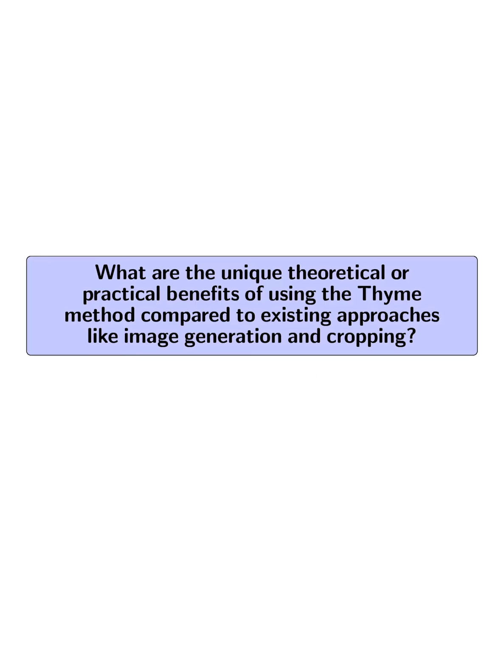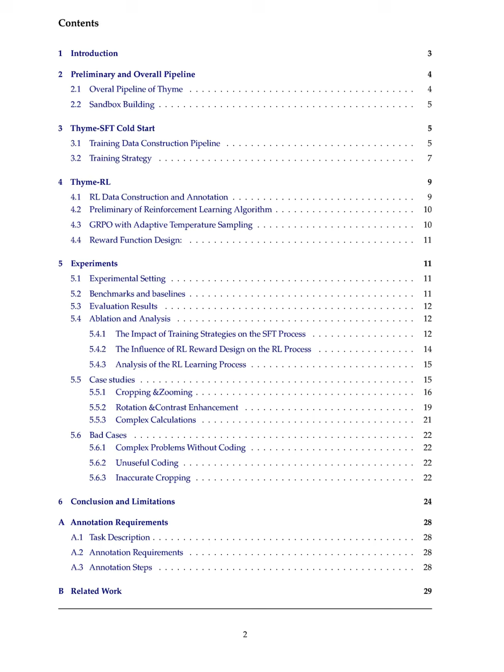What are the unique theoretical or practical benefits of using the Thyme method compared to existing approaches like image generation and cropping? The Thyme method offers several unique theoretical and practical benefits compared to existing approaches like image generation and cropping. Firstly, it provides rich functionality by enabling a wide range of image operations, including cropping, scaling, rotating, and contrast enhancement, as well as complex mathematical computations, which surpasses the limited capabilities of cropping through bounding boxes.